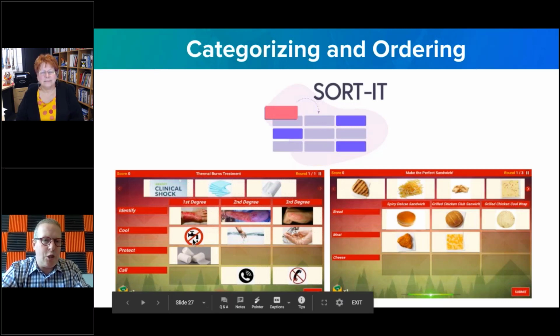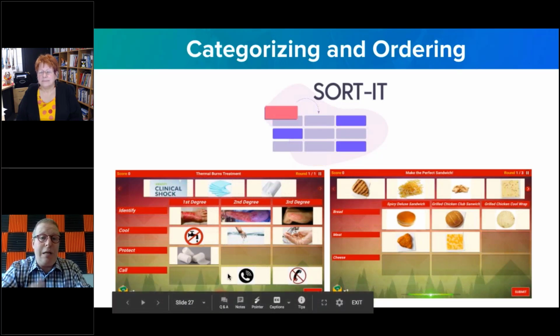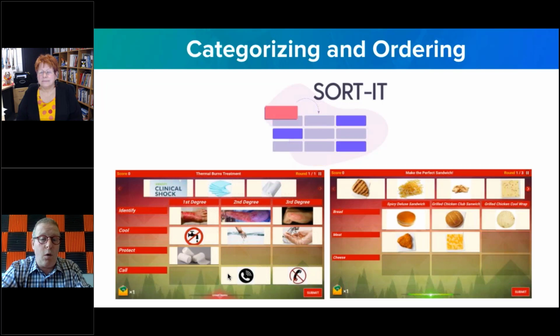One on the left happens to be showing thermal burn treatments, right? So is it a first, second, or third degree burn? Identifying which image is appropriate for that. What is the appropriate treatment? Do you need to cool it? Don't cool it. Do you need to protect it? Don't protect it. Do you need to call for medical assistance, or don't do that? So I think these are all important things.